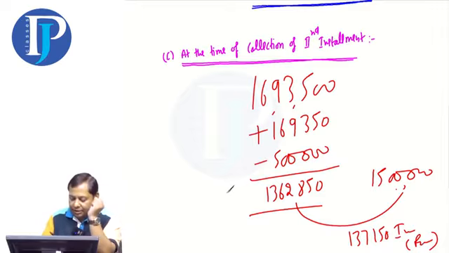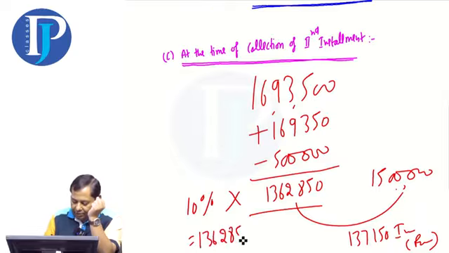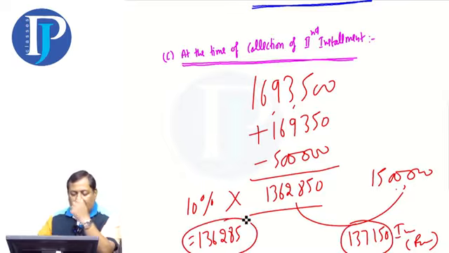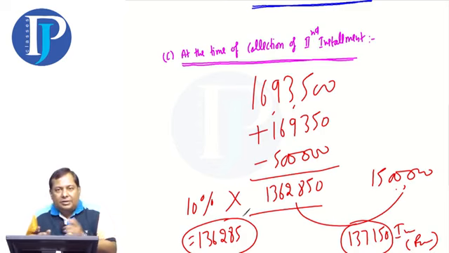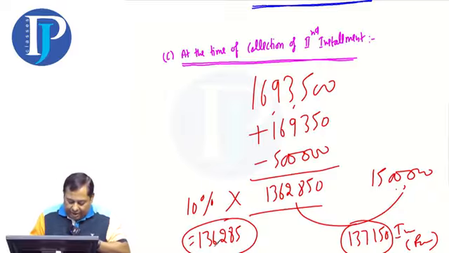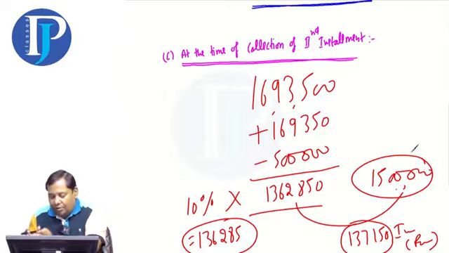And if I talk about the rate, I will apply 10% rate here. So 136,285. Otherwise it is 137,150. You know, we take PV factors up to 3 decimal places. It won't tally the exact value, so you'll have to round off the last one. If I take 136,285, I won't get 15 lakhs. So I will have to round off 136,285 to 137,150.